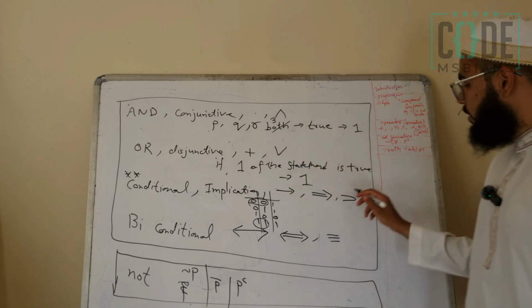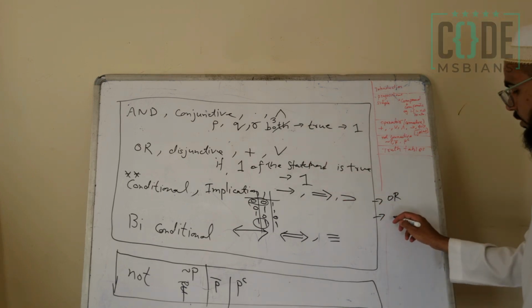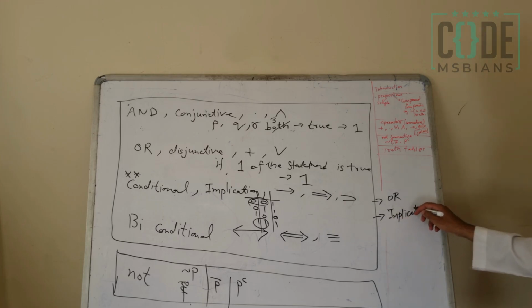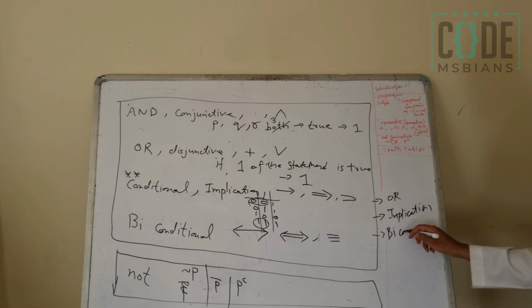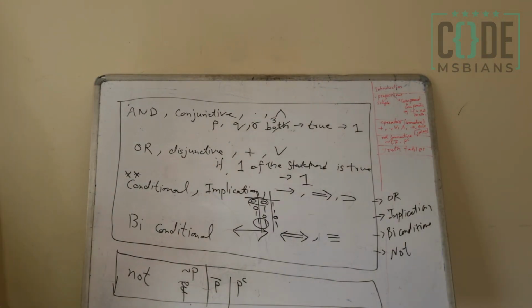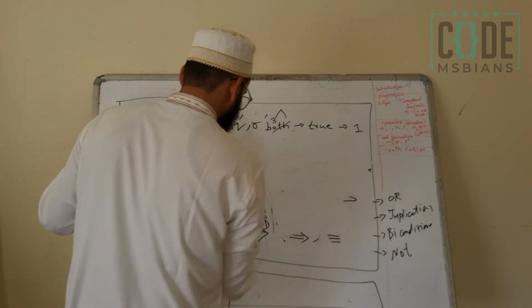So I will start with AND only. The remaining ones I am writing here: OR, then I have to explain the implication, then the biconditional, and then the NOT. Alright, so this will be the agenda for the class now. I will start with AND. I am erasing everything, just keeping AND.